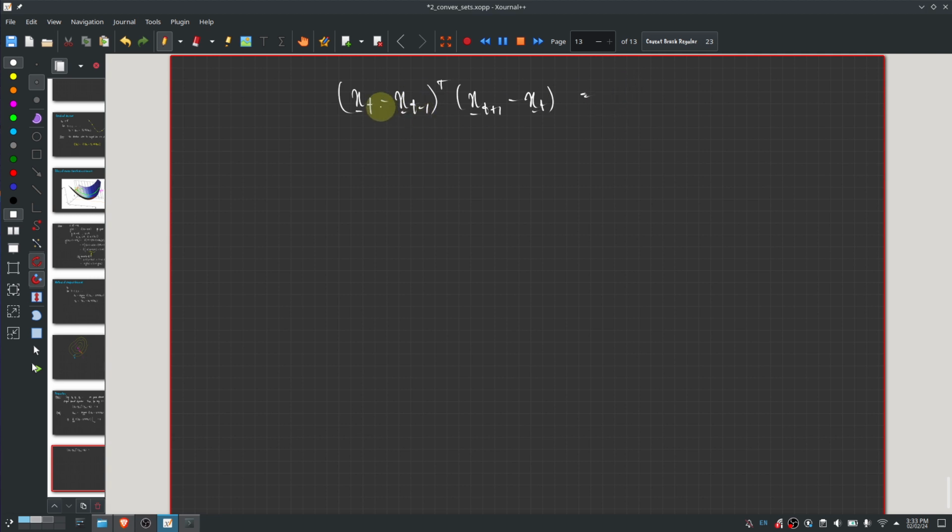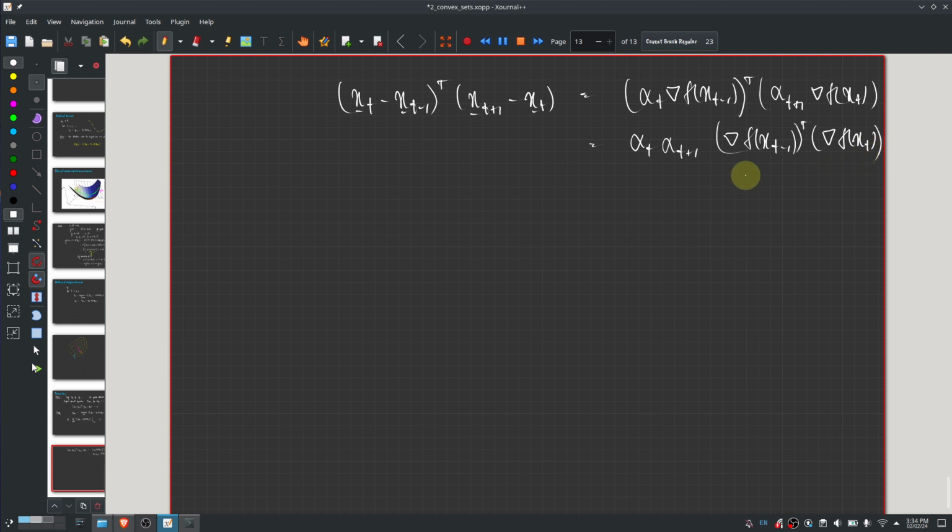Yeah, so xt is equal to xt minus 1 minus alpha t gradient of f of xt. So this is actually just alpha t gradient f of xt minus 1. And similarly, this quantity is just alpha t plus 1 gradient f of xt. That's natural because we're always moving in the direction of the negative gradient, right? So this is just alpha t alpha t plus 1, gradient f of xt minus 1 transpose gradient f of xt. Effectively, we want to show that these two gradients are orthogonal to each other.